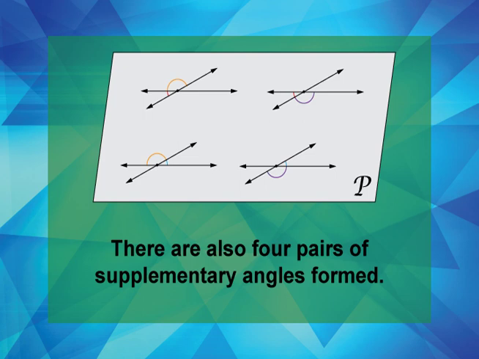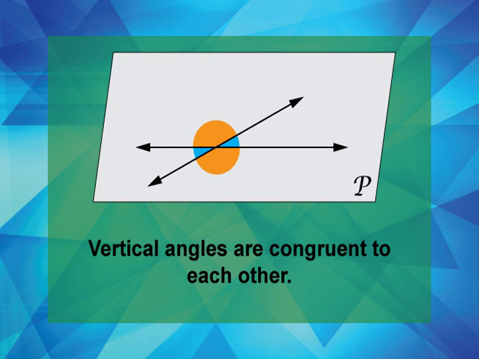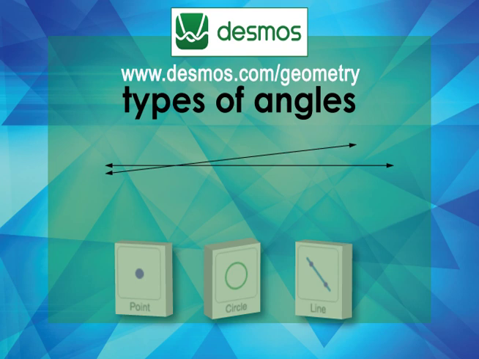Here is an additional feature of intersecting lines. When two lines intersect, two sets of vertical angles are formed. See the two sets of vertical angles? Vertical angles are congruent to each other. Let's explore these angle properties using the Desmos geometry tools.